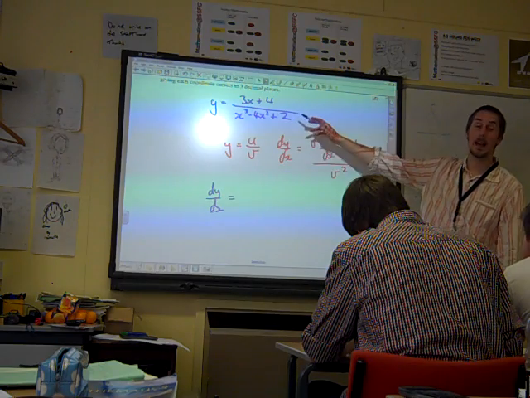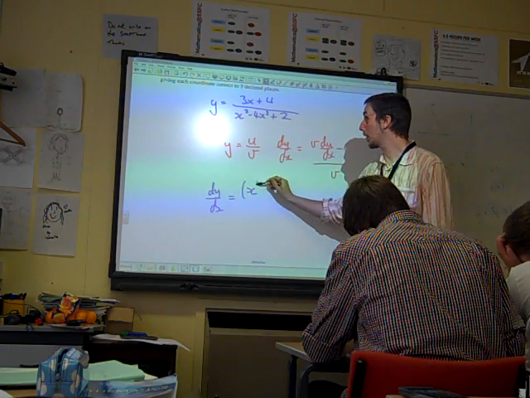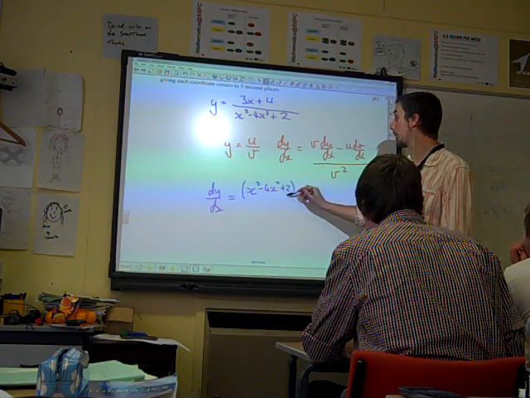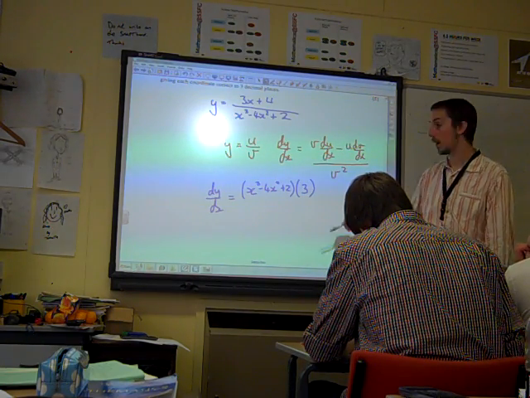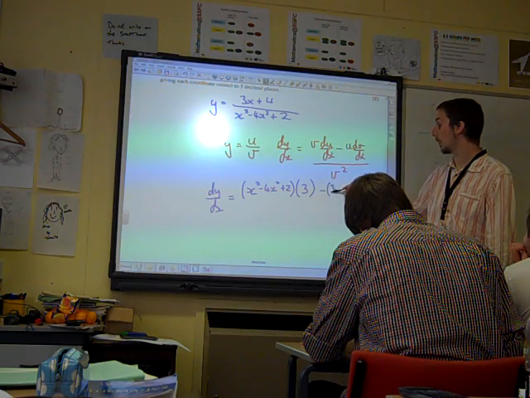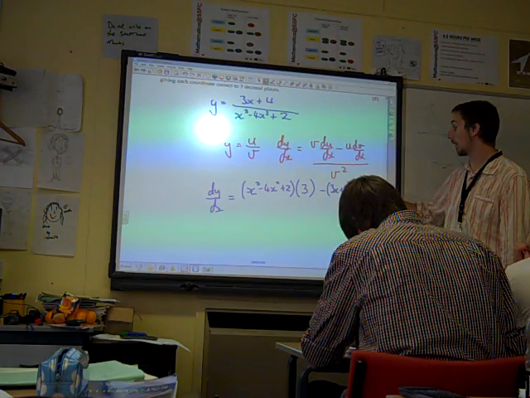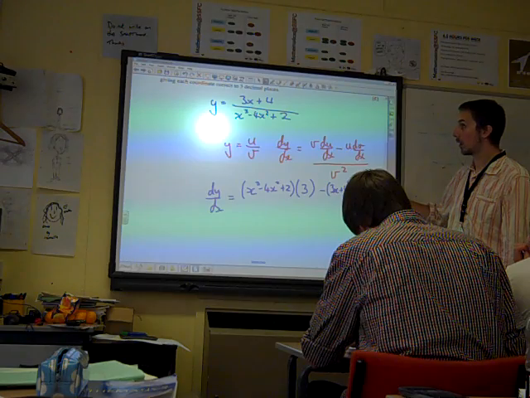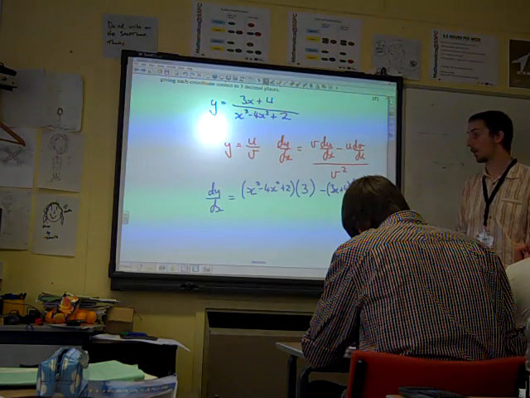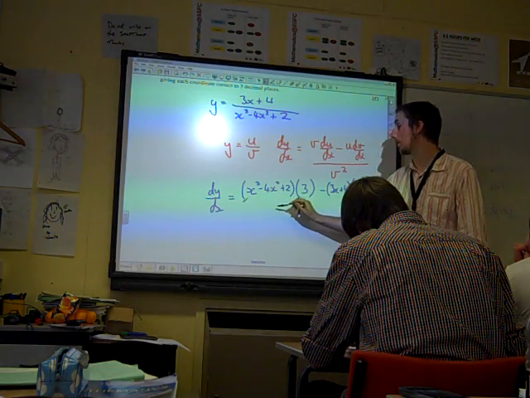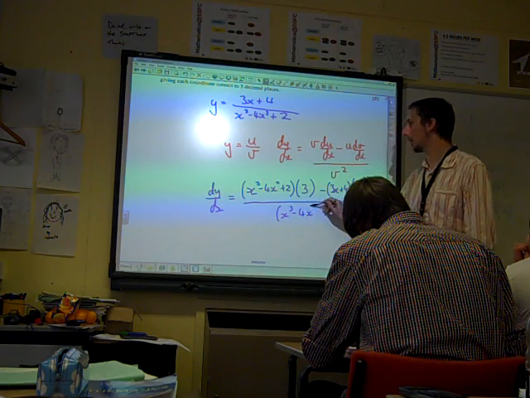Right. dy by dx is v times du by dx, so v times 3x squared minus 4x squared plus 2 times du by dx, which would just be 3, minus u, 3x plus 4 times dv by dx, which would be 3x squared minus 8x. We differentiate the bottom, all divided by v squared, and then all divided by v squared.